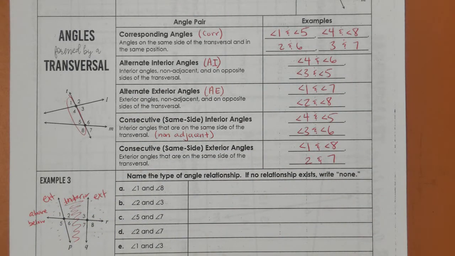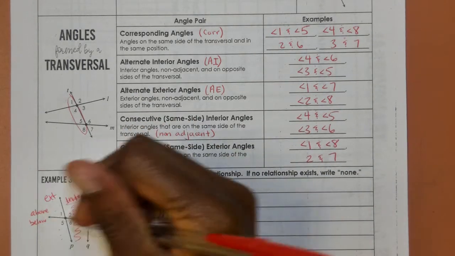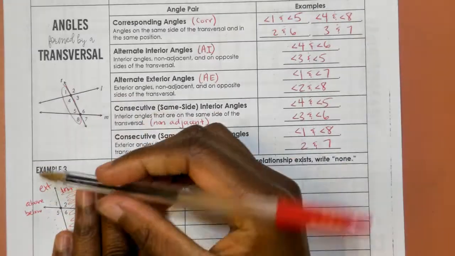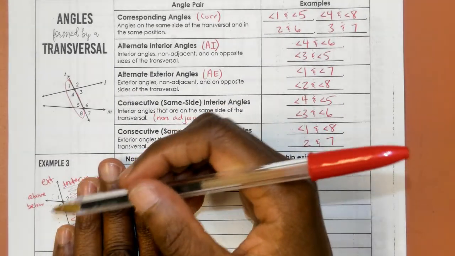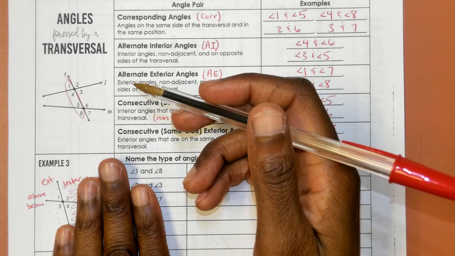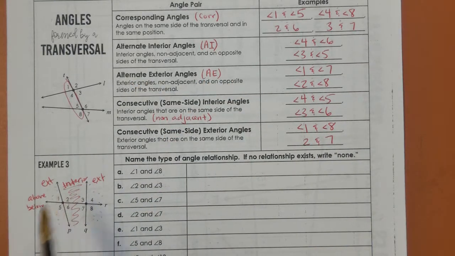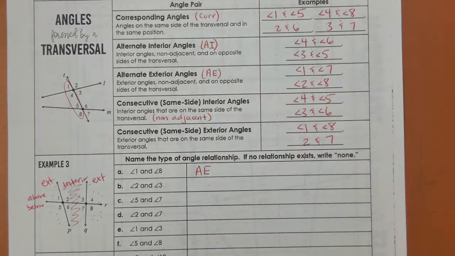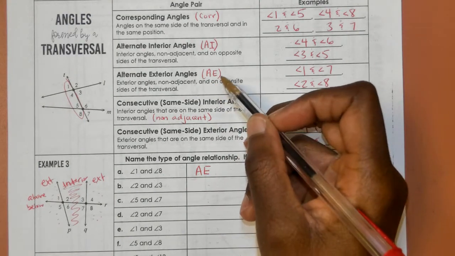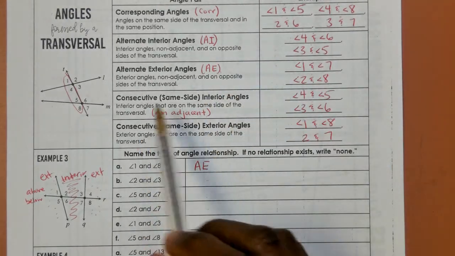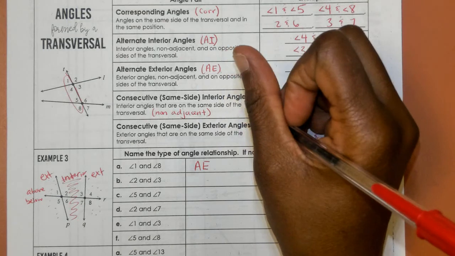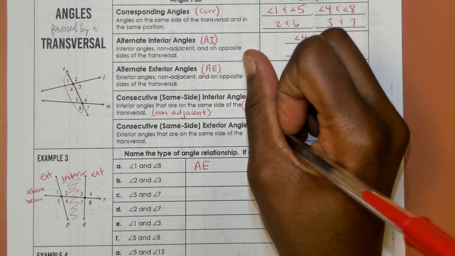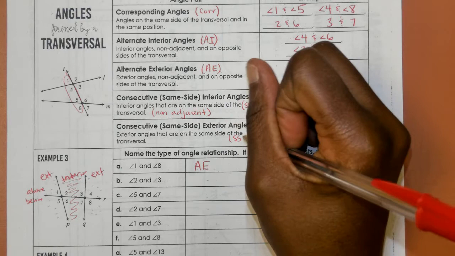When we're doing these relationships, you always need one angle from over here and one angle from over here. You can't have them both on the same vertex, because then it would become the vertical or linear pair that we had before. So 1 and 8 are outside, so they're exterior, and they're on alternate sides of the transversal, so they're alternate exterior. Again, just look at the top for the abbreviations. I'll abbreviate same side interior as SSI, and same side exterior as SSE.